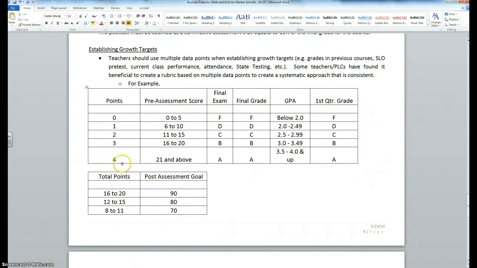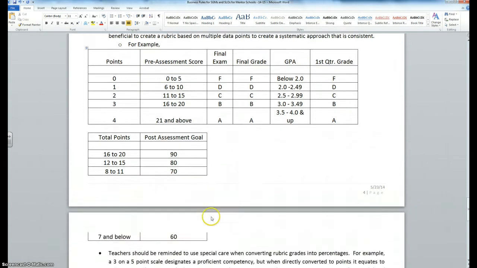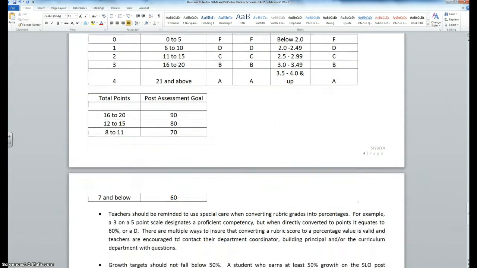You could get up to 4 points based upon your scores. So the best you could do is get 20 points on this rubric. Then they set your post-assessment goal accordingly based upon these 5 data points. The important thing to consider is that they are using multiple data points in establishing those growth targets. A student who did not fare too well on the rubric, for instance, they scored a 7 or below because of all of these things up here, they had a growth target set at 60.